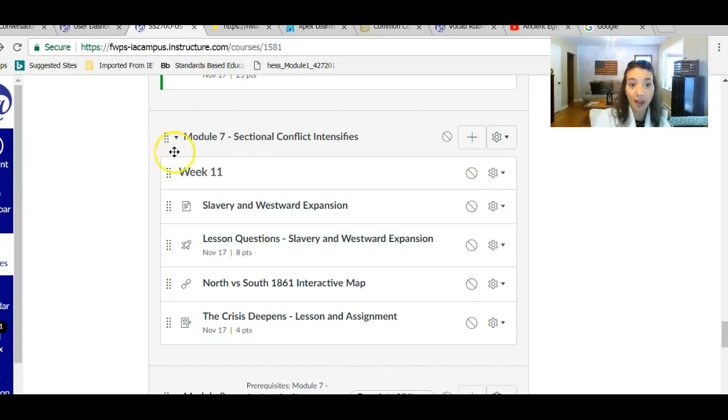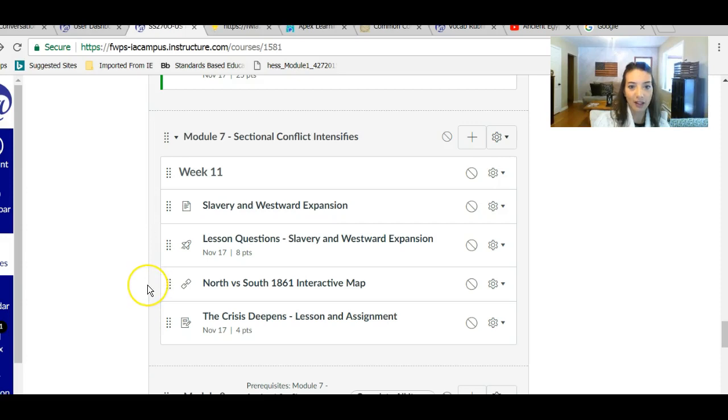So the unit that we are in is Sectional Conflict Intensifies. Sectional refers to the North and the South. A conflict is when two sides, or more than two sides, are not getting along, and intensifies means it heightens, it gets worse, it doesn't get any better, okay?